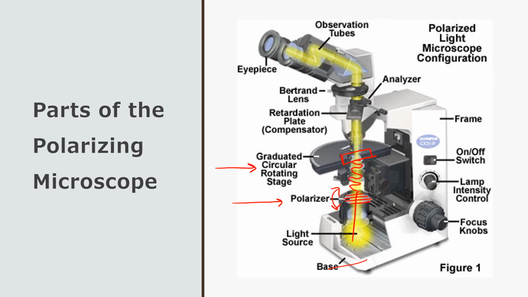And they're either allowed to go through the sample or not based on how the analyzer in the rotating stage is aligned. If it's the same direction, great. The light can transmit through and you can see those wavelengths of light. If not, then you can't see it.